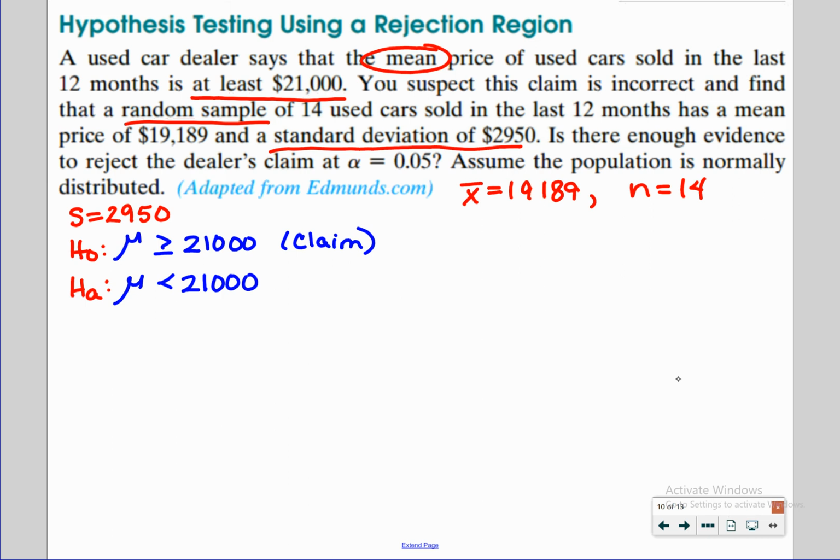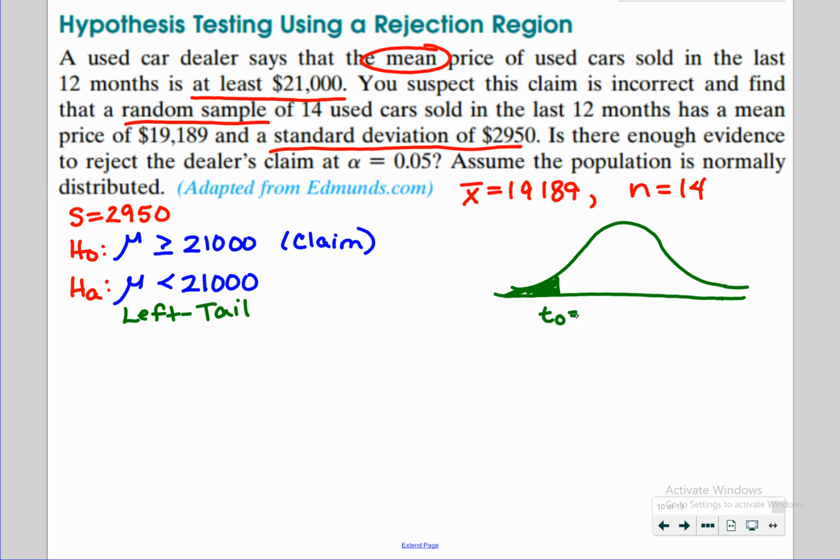Left tail, right tail, or two tail test? What do you think? Yep, so we always look at the alternative hypothesis. It's less than, so this is a left tail test. So if I want to sketch a rejection region, we know we're going to be looking at my left tail. We need to figure out what that critical value of T is.